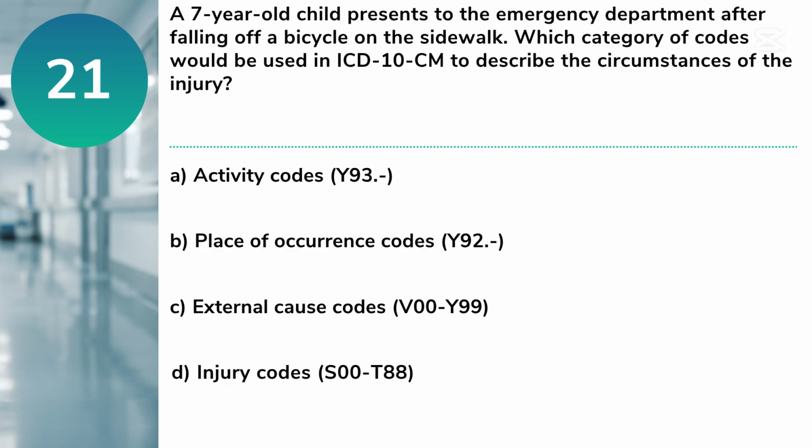Question 21. A 7-year-old child presents to the emergency department after falling off a bicycle on the sidewalk. Which category of codes would be used in ICD-10-CM to describe the circumstances of the injury? A. Activity codes, Y93. B. Place of occurrence codes, Y92. C. External cause codes, V00-Y99. D. Injury codes, S00-T88.